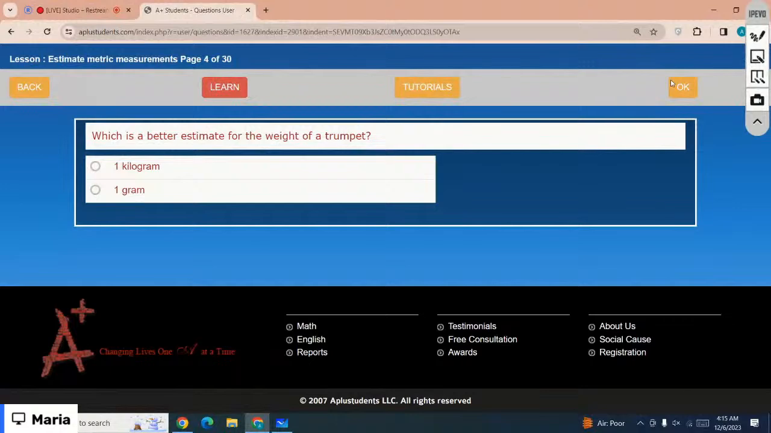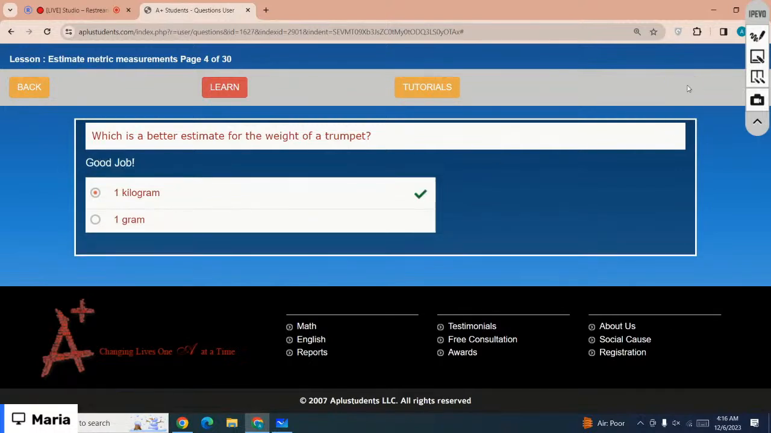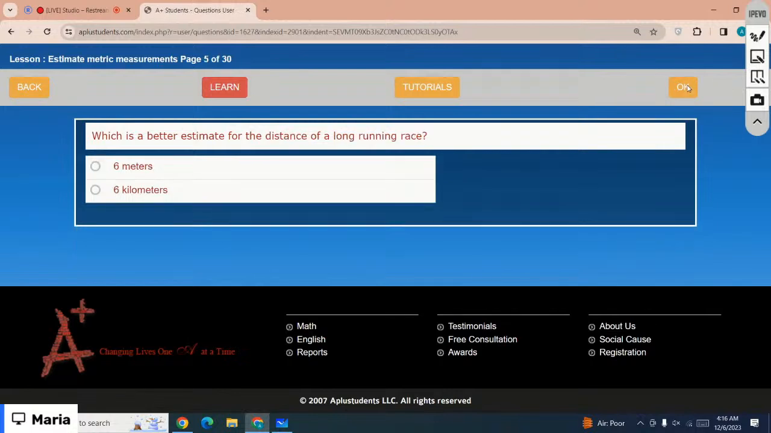Which is the better estimate for the weight of a trumpet? Which is the correct option? That is the weight of a trumpet, right? That would be 1 kilogram. Yes, that is 1 kilogram, right?